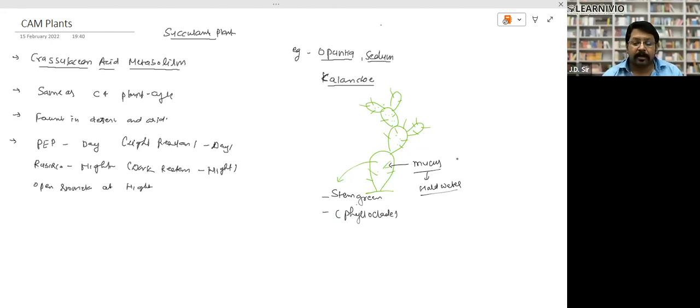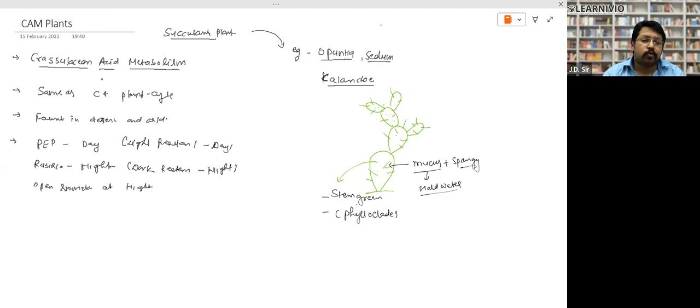This mucus plus the spongy stem holds water, they absorb water. That's why these kinds of plants are known as succulents. So Opuntia, sedum, Kalanchoe, they are all succulent plants.